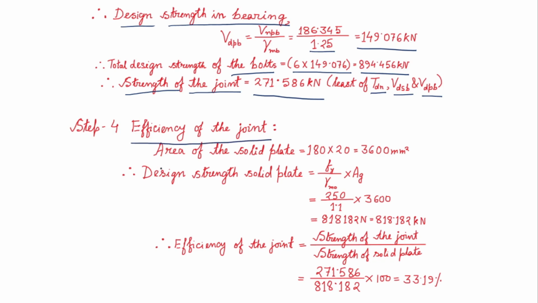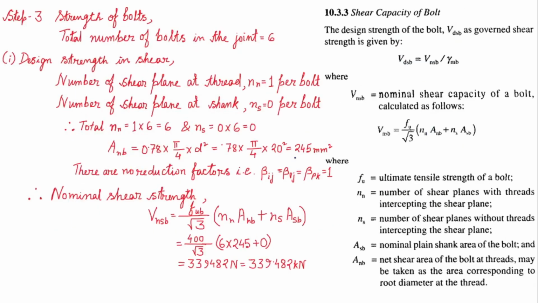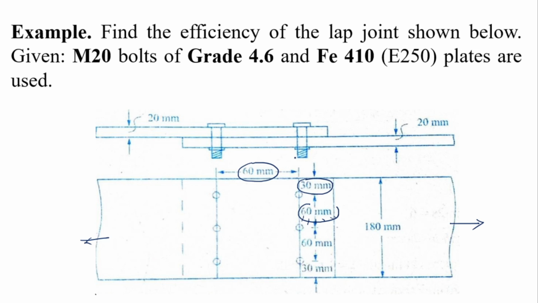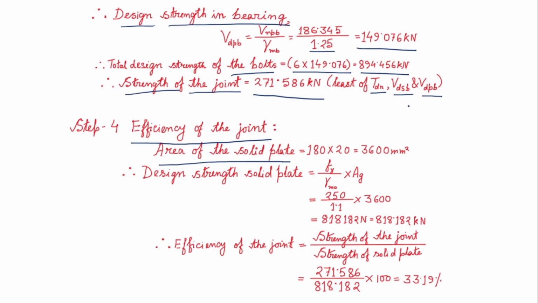And the last step is to calculate the efficiency of the joint. To calculate efficiency, first you have to calculate the area of the solid plate. You know the dimension of the plate: one dimension is 180 width and the thickness is 20 mm. So our cross sectional area will be 180 into 20, that is 3600 mm square. The design strength of the solid plate will be Fy by gamma m0 into Ag. It is the gross area. Fy is the yield stress, taken as 250.